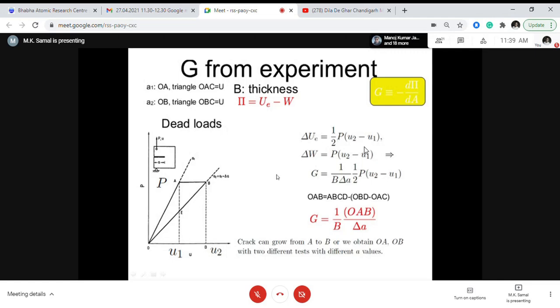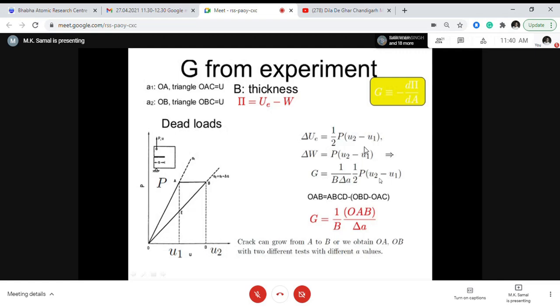And how much is the work done? Work done is the integral of P dU, where U is the displacement. P is fixed, so the integral of dU from U1 to U2 gives U2 minus U1. So this is delta U and this is delta W. If you substitute in the potential energy and divide by the area B into delta A, you get G equal to 1 by B delta A, half P into U2 minus U1.